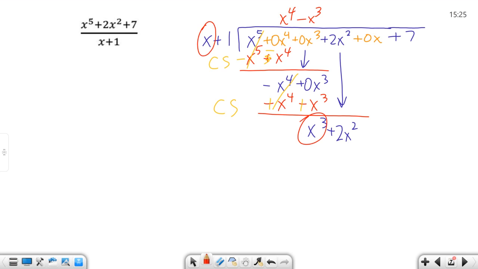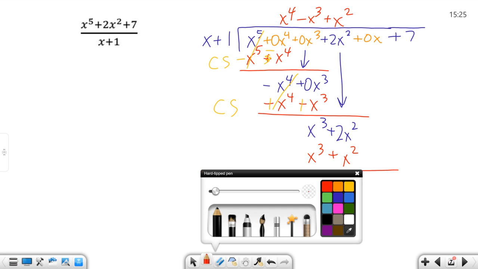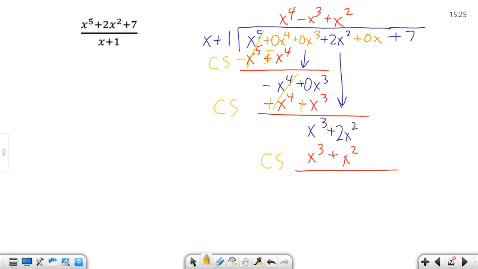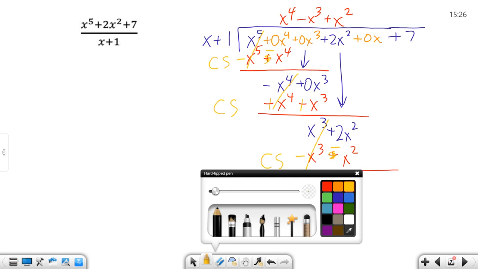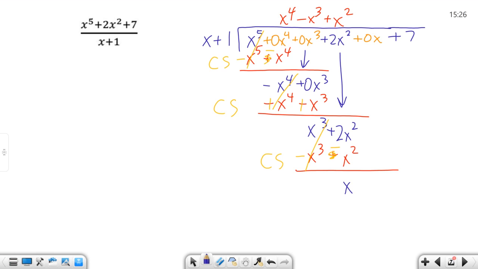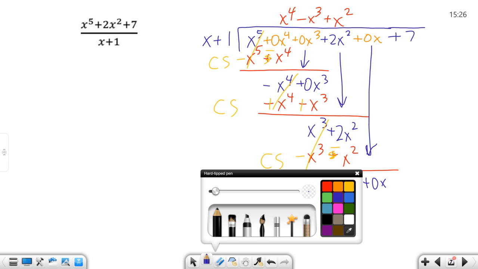What times x gives me x to the third? X squared, and it's positive. So multiply that by x, I get plus x to the third. And then x squared times 1 is plus x squared. And guess what I do? Change those signs. Minus here, make this a minus. That cancels, and I'm left with, what am I left with? X squared, right? And I bring down my plus 0x, and I'm ready to start the process over again.